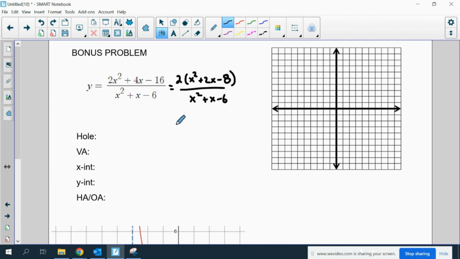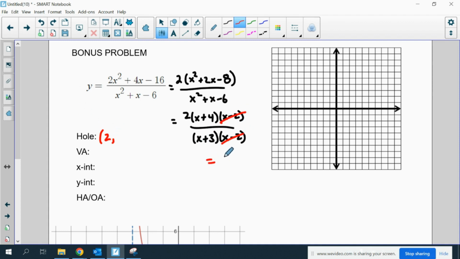And then we'll factor the numerator and denominator further. So I have 2 times (x plus 4)(x minus 2), and the denominator is (x plus 3)(x minus 2). So what I'm going to notice is that there is a hole in this function. The hole occurs at x equals 2.